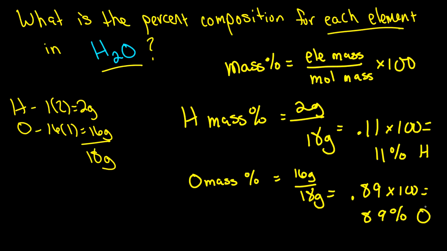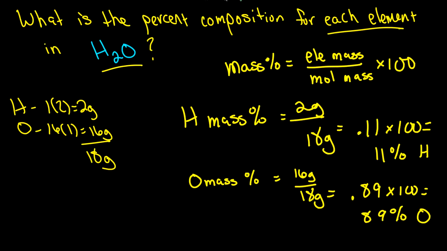With percent composition, you can check your work to make sure you're doing somewhat accurate. 11 plus 89 gives me 100%, so I should be okay with this one. If you ever get, say, between 99 or 101%, you should be okay. That might be due to just rounding errors or just rounding differently. But if you ever get something like 75%, you probably messed up somewhere.